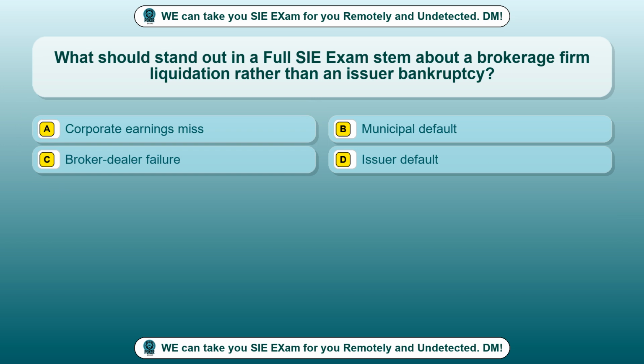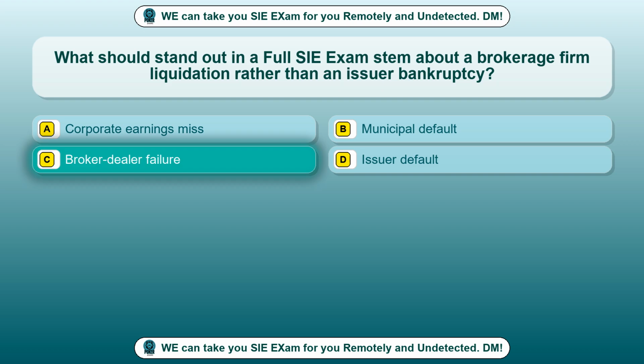Question 51. What should stand out in a full SIE exam STEM about a brokerage firm liquidation rather than an issuer bankruptcy? Option A, corporate earnings miss. Option B, municipal default. Option C, broker-dealer failure. Option D, issuer default. The correct answer is option C, broker-dealer failure.